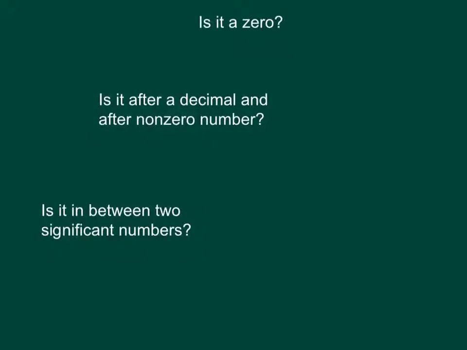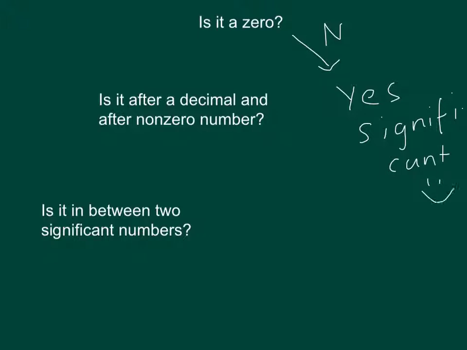So today we're going to be determining whether or not a number is significant when we're counting significant figures. So we have to ask ourselves a series of questions. The first question we ask is, is it a zero? If the answer is no, then it's an easy answer. Yes, it is significant. So that's good, that's easy.